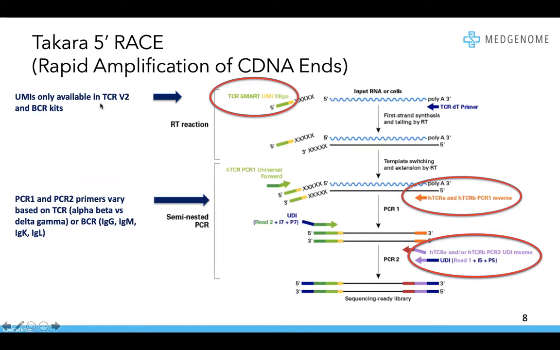There's a TCR V1, the older TCR kit that has been discontinued by Takara, but we still have a lot of it in stock in our lab. And this kit does not have UMIs. So that's just something to be aware of if you're discussing this with clients. Do they need UMIs? If so, make sure you steer them toward the V2 kit.